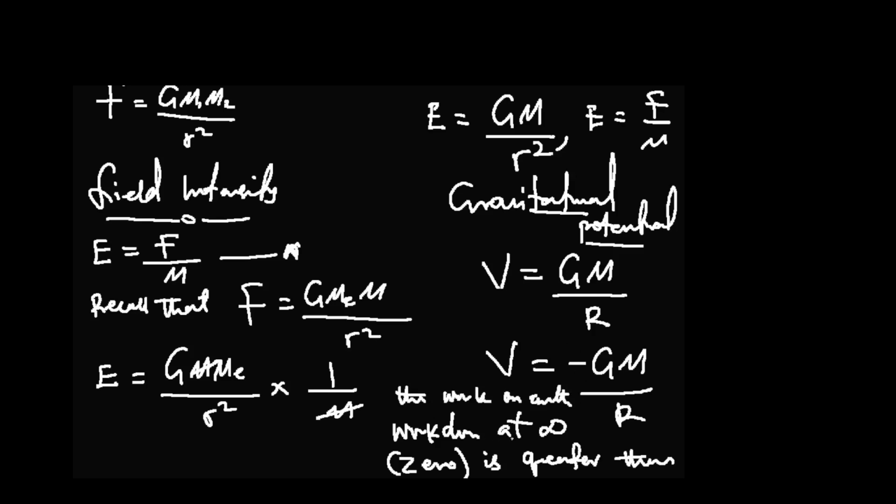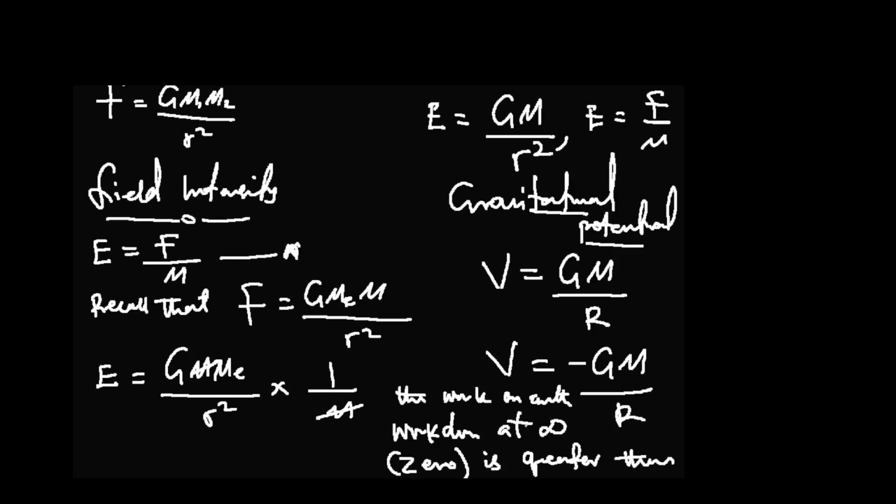That's the essence of the negative. The work done at infinity is greater than the work done on Earth. That's why you have that negative there. The negative is not affecting your value, but it's showing that the work done at infinity is greater than the work done on the Earth. That's why you have that negative sign in front of that equation. Do you understand that now?